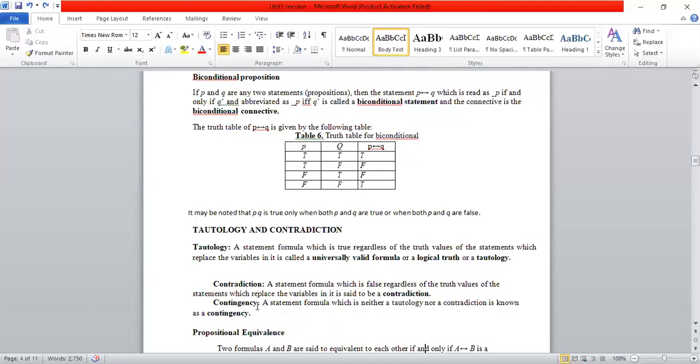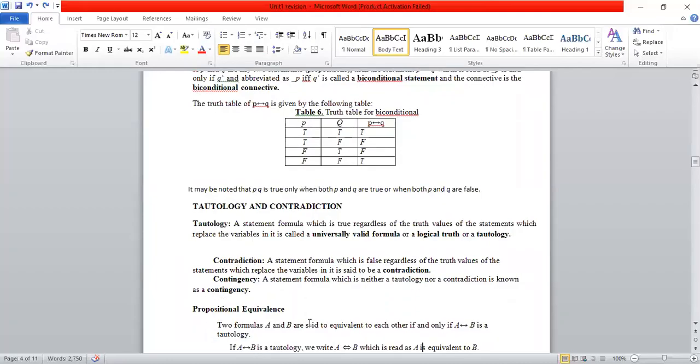Contingency is nothing but a statement formula which is neither a tautology nor a contradiction, is known as contingency. Okay, this is about tautology, contradiction, and contingency.